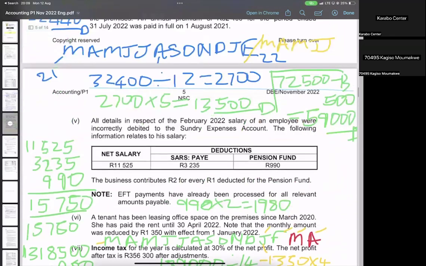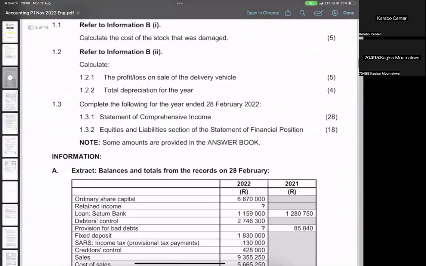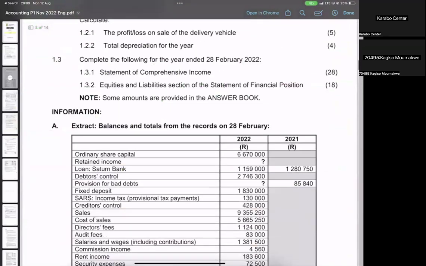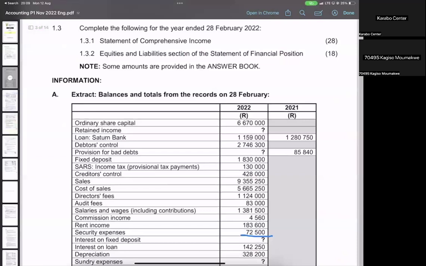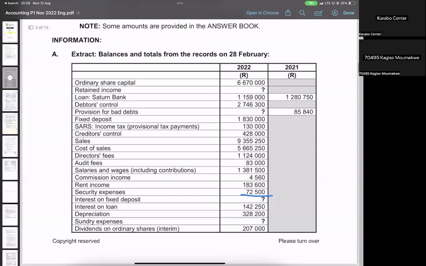So we're going to use the information to calculate our retained income, because we need retained income in our equity and liability section of the balance sheet. And we're also going to use the information to calculate our shareholders' dividends. So let's go to our retained income.